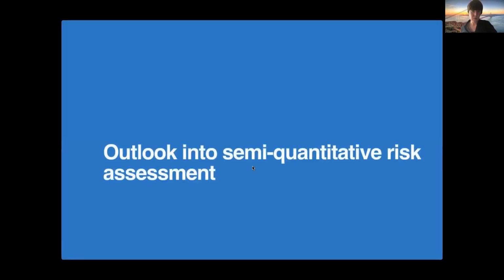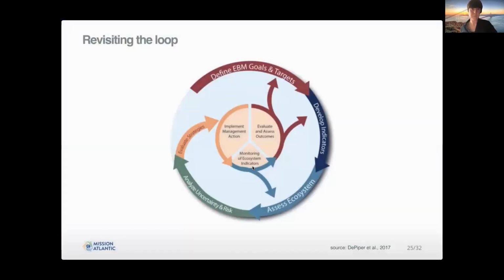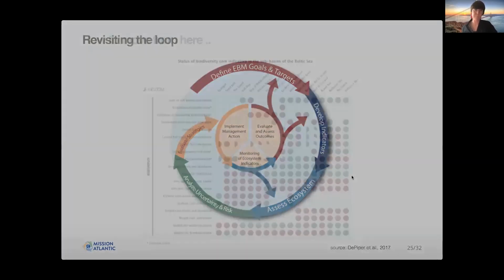Just a quick outlook into the next one, because if you think about when we want to revisit the loop, the risk assessment being done here is kind of following an ecosystem assessment that is based on indicators. And so far the risk assessment wasn't really done on indicators. And so that was then the next step, something to do.